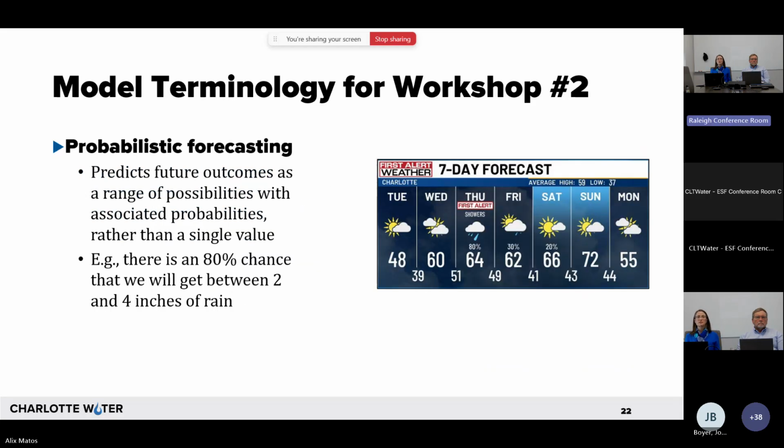Probabilistic forecasting is when we're predicting a future outcome, but rather than predicting a specific value, we talk about a range of values that is likely to happen. So a weather forecaster probably is not going to tell you that you're going to get 3.3 inches of rain tomorrow. They'll probably say something like, there's an 80% chance that you're going to get between 2 and 4 inches of rain. That's probabilistic forecasting.